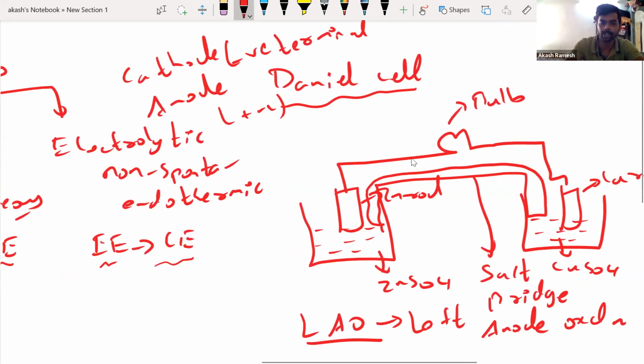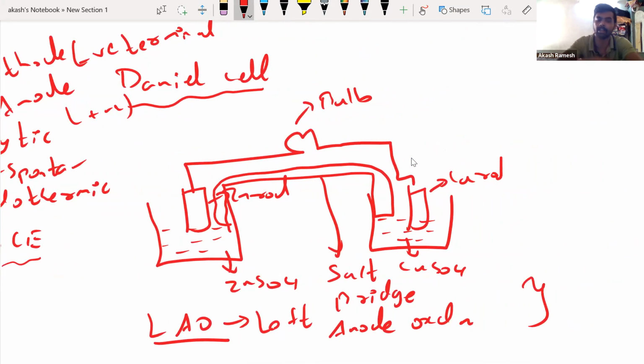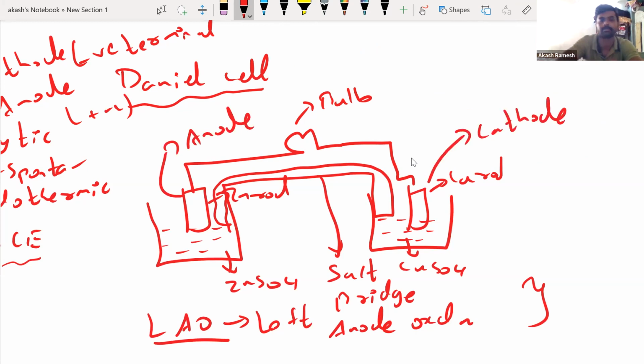So what I'm trying to tell you from this code LAO, left anode oxidation, is that you have to keep the anode on the left-hand side. In this case, this zinc rod is going to act as the anode, and this copper rod is going to act as the cathode. Always remember this: on the left side I'm going to have the anode, and in the anode I'm going to have oxidation happening. So obviously on the right-hand side I'm going to have the cathode, and in the cathode I'm going to have reduction happening.